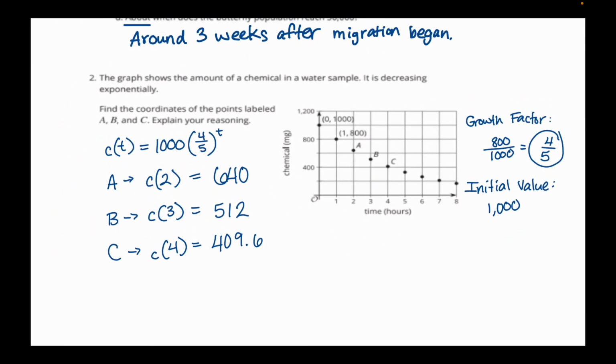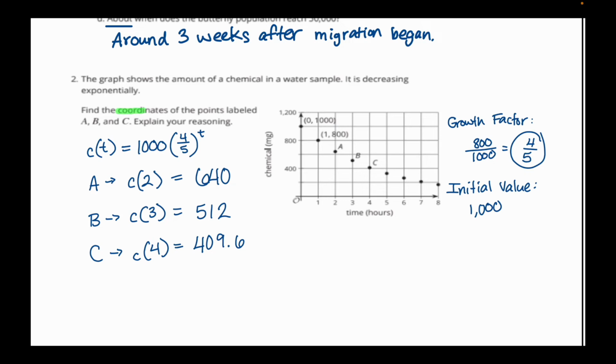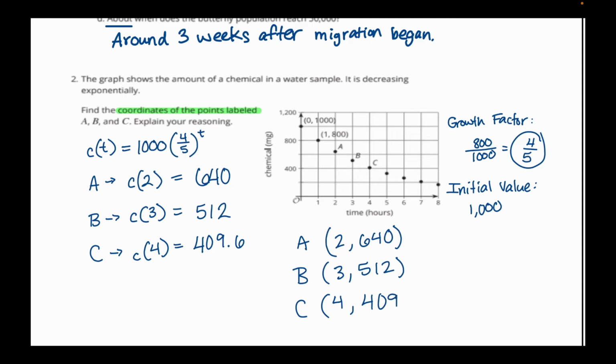So now that I have these, they do actually want the coordinates. They did say the coordinates of the points labeled. So I am going to write these out as coordinates. We'll say A is (2, 640), B is (3, 512), and C is (4, 409.6). And this is the answer that they're looking for.